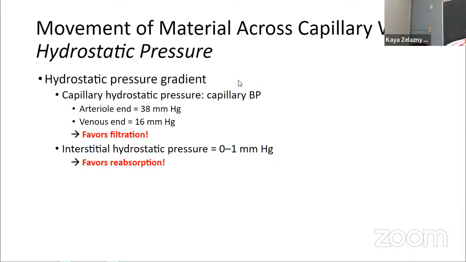Are these numbers set in stone, or are these just example numbers? These are typical numbers. Okay. Yeah, so we'll see these specific numbers a lot. Changes in blood pressure could change these numbers, right? Because that would change the blood pressure of the blood inside the capillary. Okay. But this is a pretty typical value.